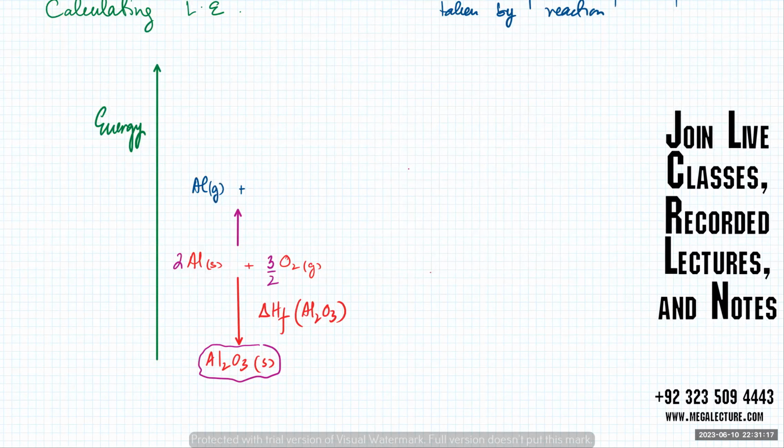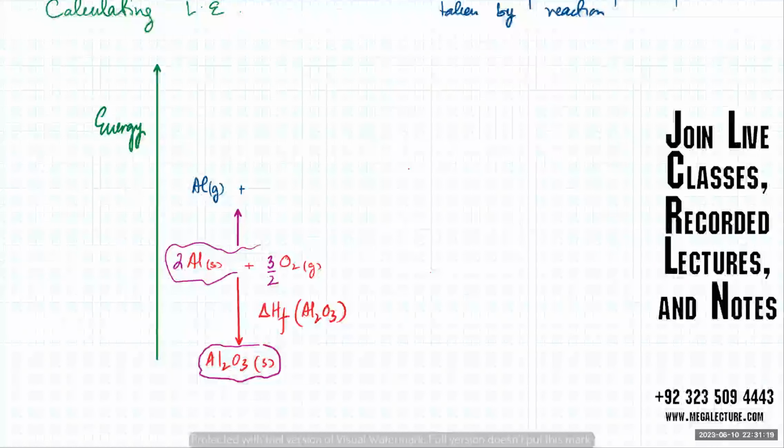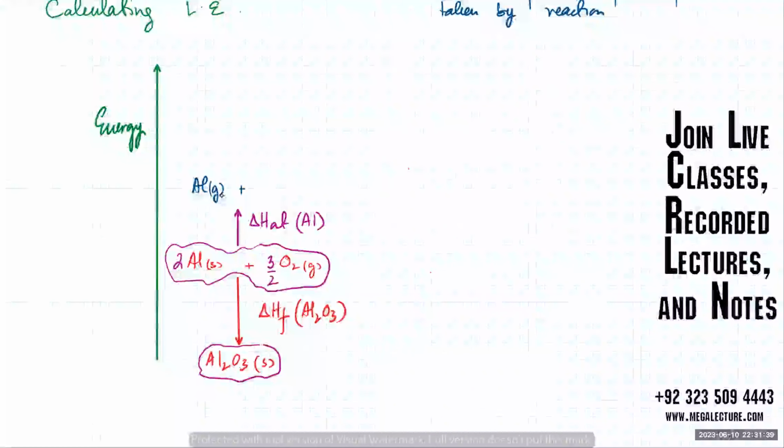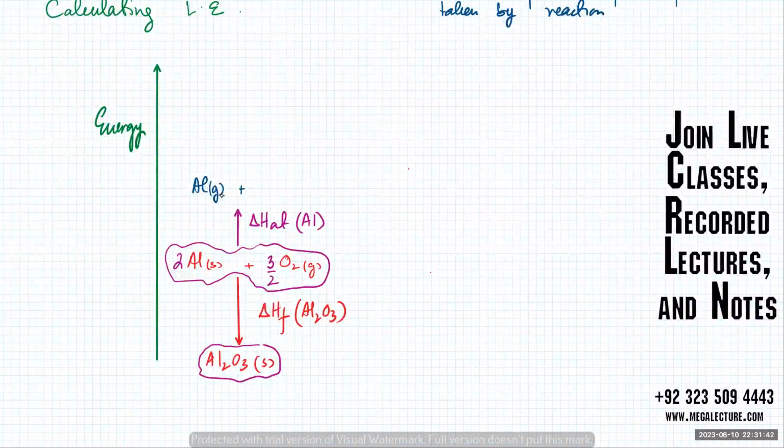Okay, so now it's balanced. So I'm just breaking it down. First, I've got aluminum solid, and I've atomized it. So that's enthalpy change of atomization. Because if I want to make a lattice, I would have to first break the previous bonds that exist between elements. I haven't touched the O2 molecule yet. So this is O2 gas as it is.